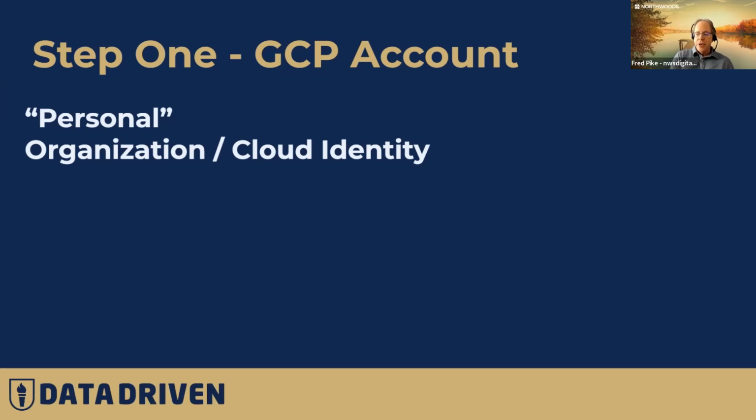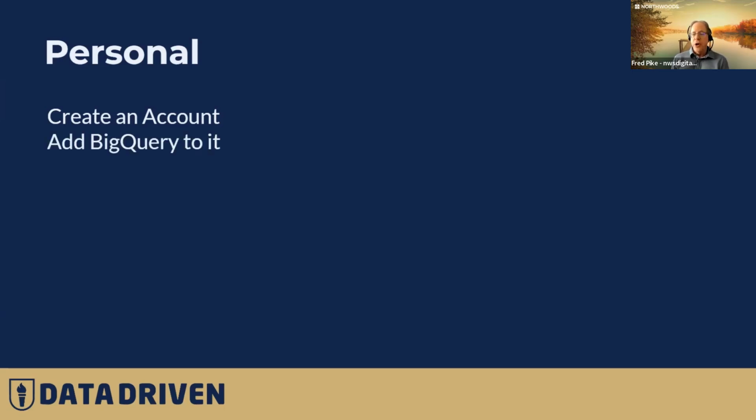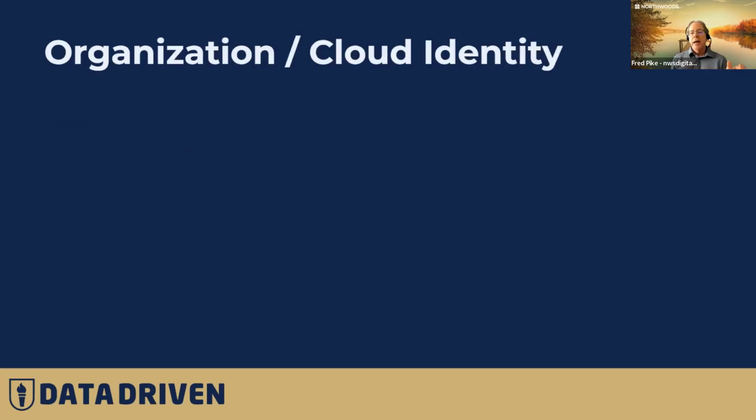The other one is the organization or cloud identity approach. So with the personal one, you basically create an account in GCP, and it's like 5 steps. It's really, really easy to do. And then you add BigQuery to it, which is also easy to do. And we can do that later if somebody wants to see that. But it's pretty easy to do. And then you're set. You link GA4 to it from the admin section, and you're pretty much done. A few caveats, but I'll hit those in a bit.